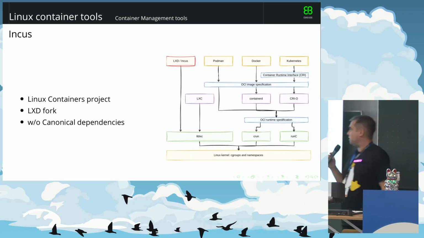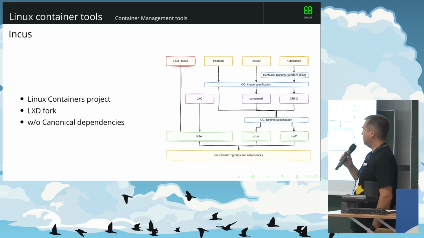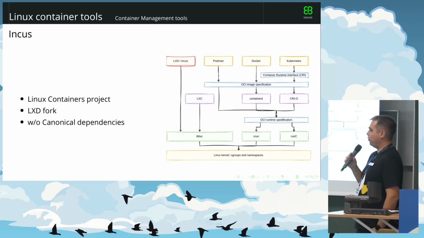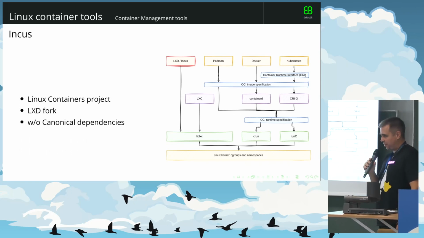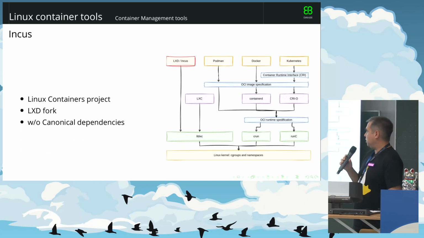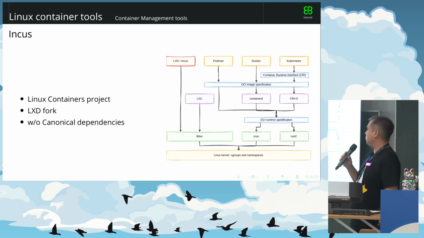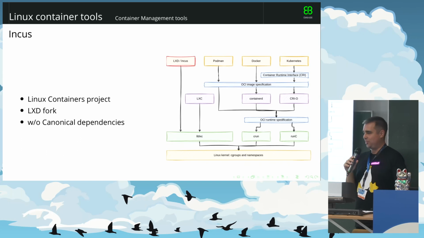Okay, and then not too long ago, there were also political conflicts between the LXD community and Canonical, and Incus was forked. Incus is hosted under the Linux Containers project, but at the moment it's more or less LXD with fewer Canonical dependencies, but not really. It's still very close to LXD.